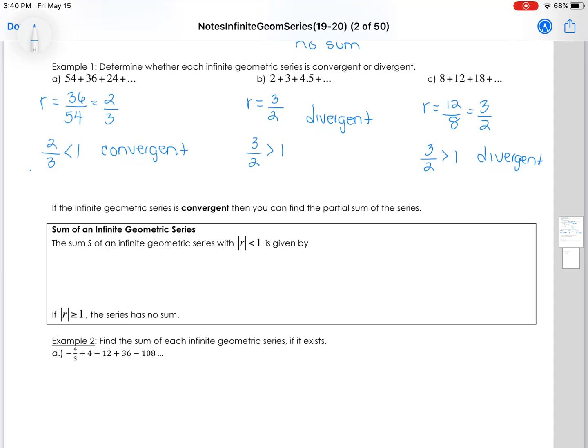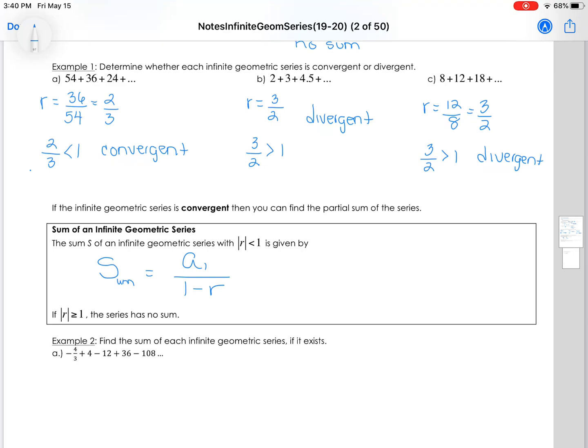Now, where this leads us. If it is a convergent infinite geometric series, there's actually a formula we can use to calculate the sum. The value we get, S for sum, is equal to A1, that's our first term, over 1 minus R. That took part of the formulas we learned last week for geometric series and took some things away from the numerator. But it's the first term over 1 minus R.